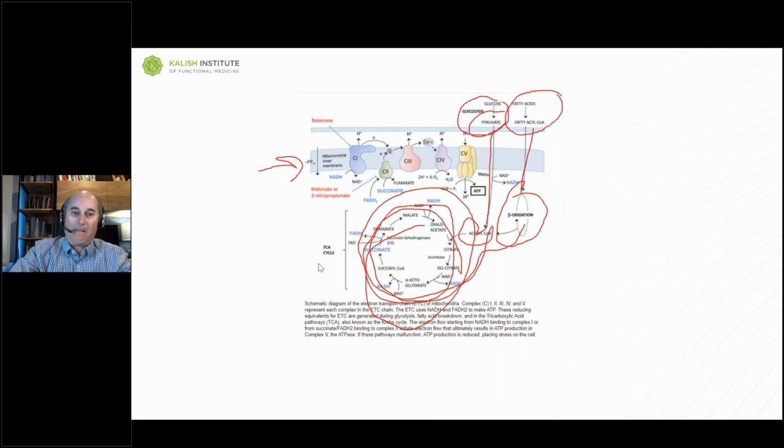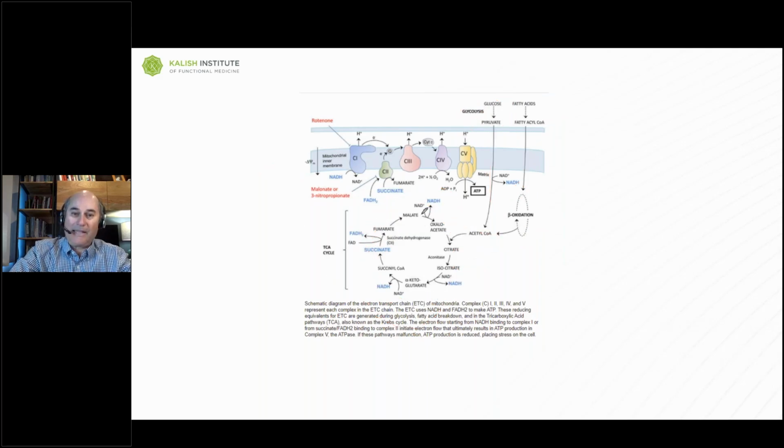In order to make that happen, at the end of the citric acid cycle or Krebs cycle having done its job, then you're going to have these things. Remember this from high school chemistry, biochemistry? Complex 1, complex 2, complex 3, complex 4, complex 5. They're jammed in the mitochondrial membrane. That's the electron transport chain. And that's where the real magic of ATP production happens.